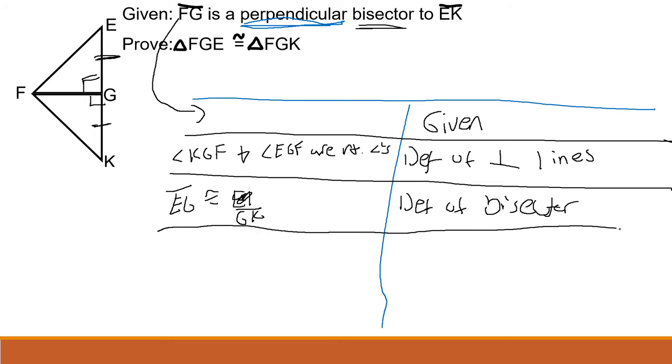Now, if I wanted to make hypotenuse leg, that means I'd have to get FK and FE congruent. And unfortunately, I don't see a way to say that FK and FE are congruent. They look like they would be, but there's no rationale or reason I can use there.